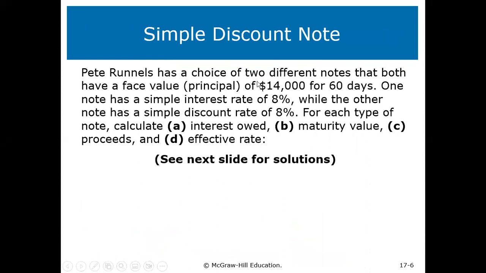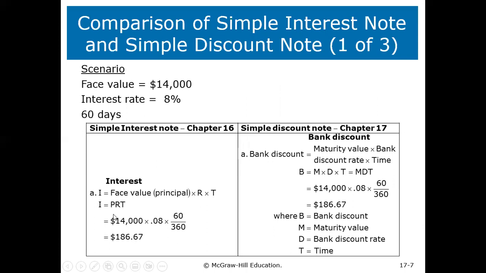So Pete has a choice of two different notes that both have a face value of 14,000 for 60 days. One note has a simple interest of 8%, while the other note has a simple discount rate of 8%. For each type of note, calculate the interest owed, the maturity value, the proceeds, and the effective rate. Let me first show the solutions here.